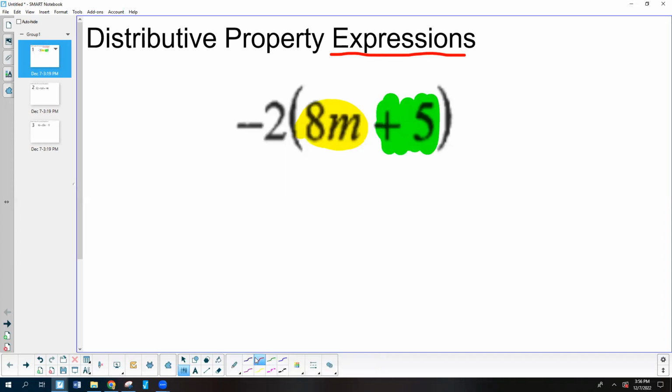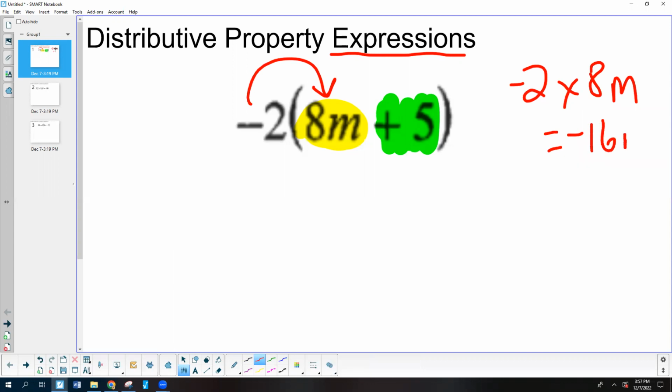We're going to go ahead, and so this is essentially, we're taking -2 and we're multiplying it times both of those terms. So we're going to take -2 times 8m. Well, -2 times 8m is going to give us -16m. So right below this, we've got -16m.